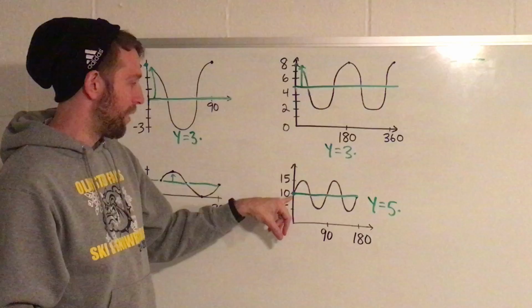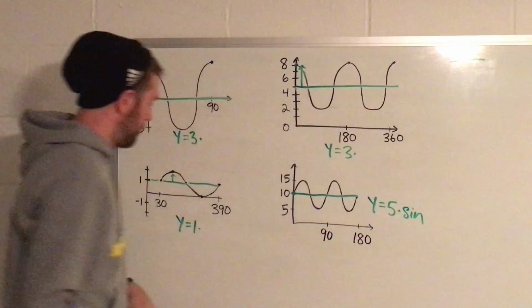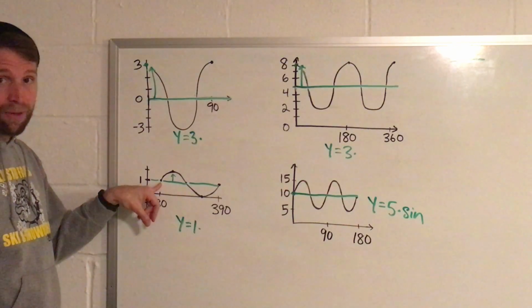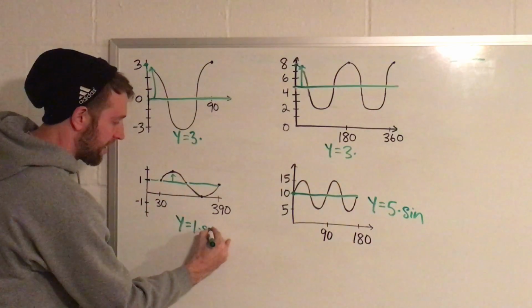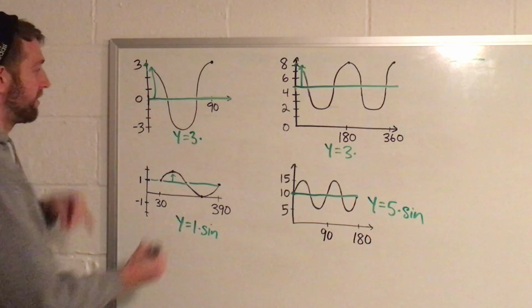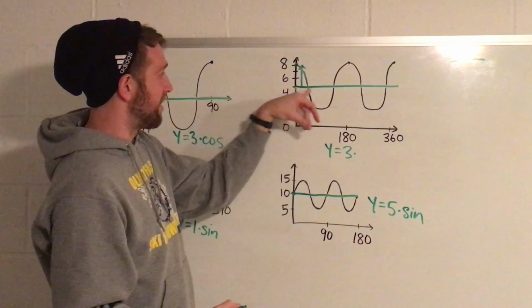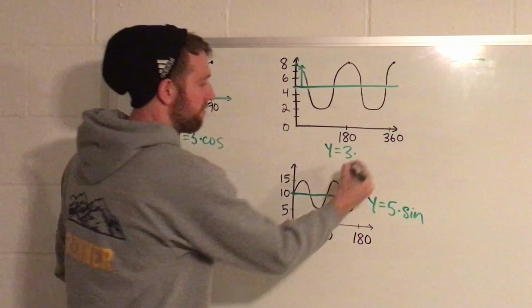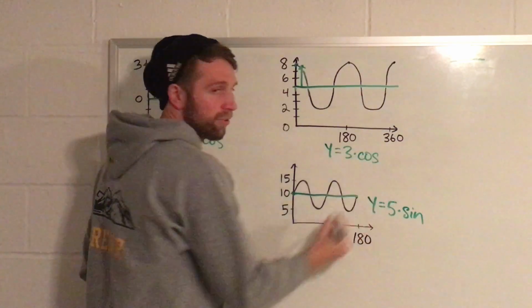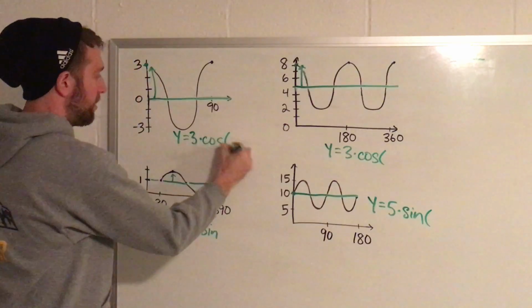We can see this wave starts at the midline, that's going to be a sine. We can see that this wave starts above the midline, that's going to be a cosine. This right here does not start at the midline, it starts up above, that's going to be a cosine. What comes next after all these is called the frequency.